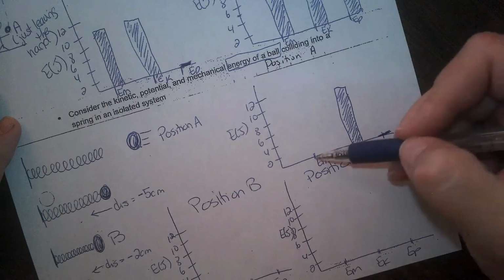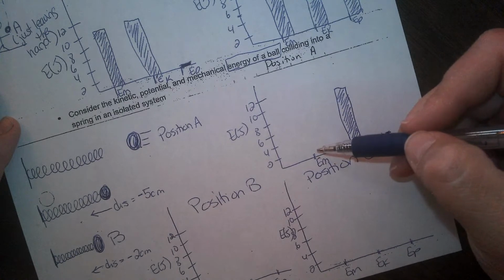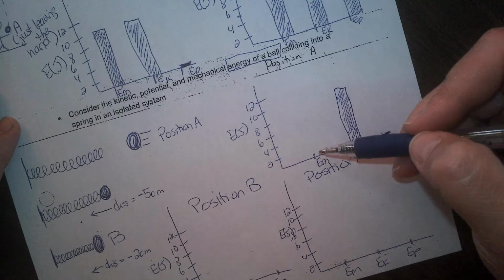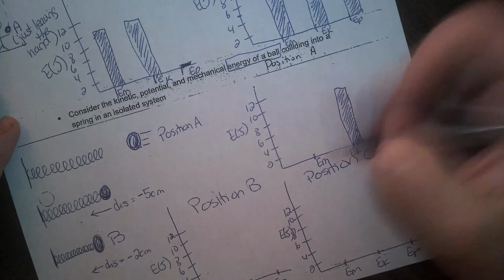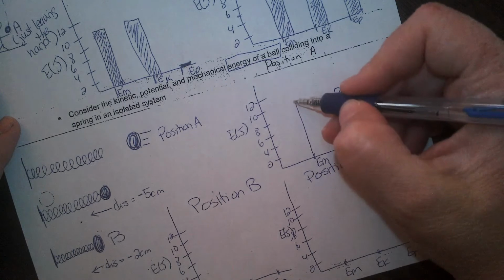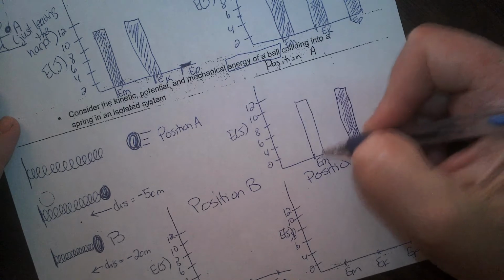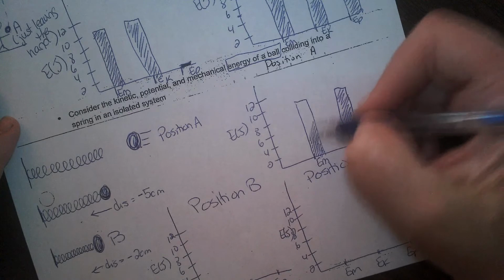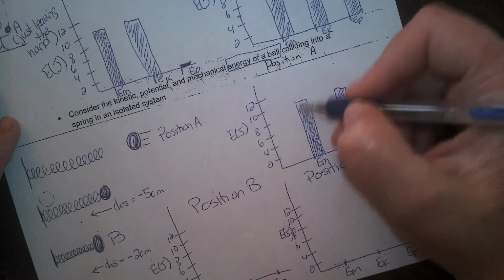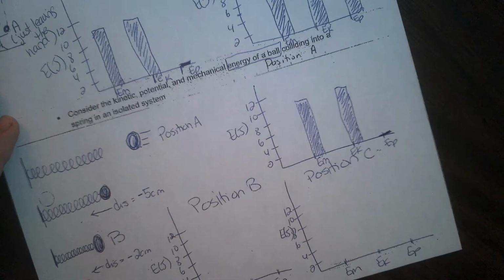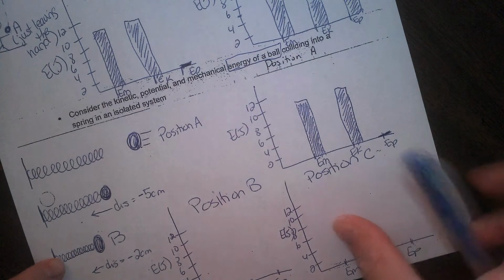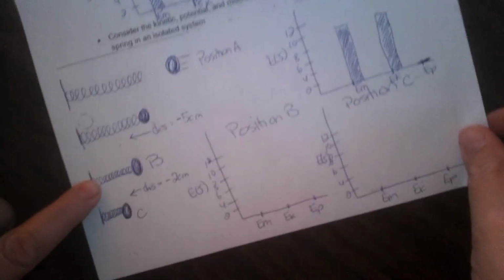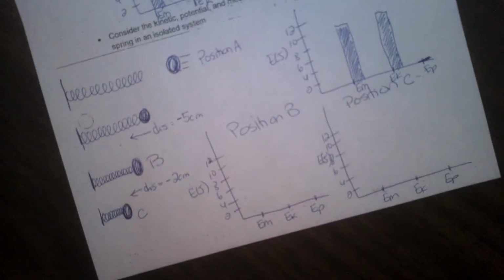Okay? So our mechanical energy, being the sum of kinetic and potential, is going to be what value? It's going to be 10. No potential energy because it's in motion, right? Okay? When we look at position B, it's hit the spring. The spring is compressing.